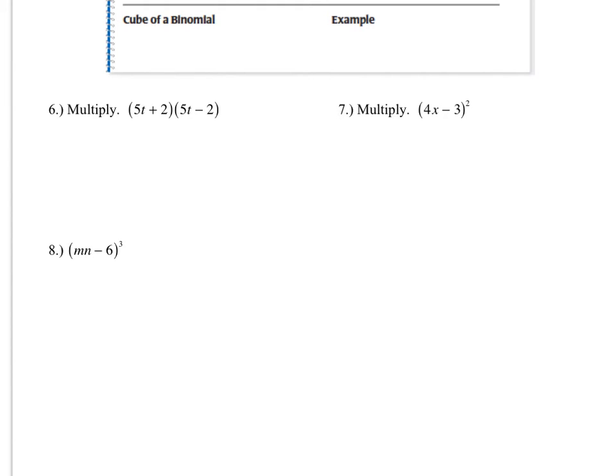For 6, 7, and 8, they're pretty similar to ones that we've seen before, so I'm just going to go ahead and multiply the first two together, so this is just foiling it. It is the difference of two squares, and when you multiply the difference of two squares, it's almost like conjugates. The middle terms cancel out, so you'll end up with just 25t squared minus 4. So when you FOIL it, that's what you will end up with.